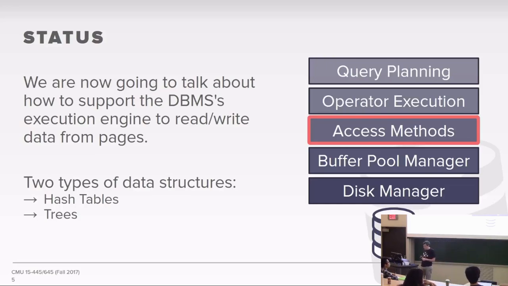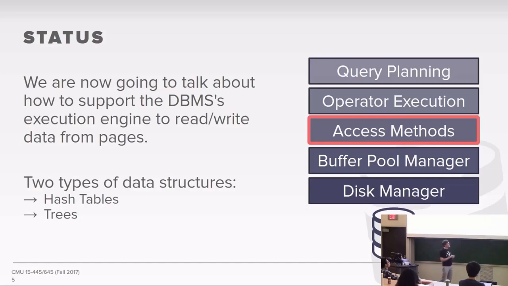So for this week, we're going to talk about two different types of data structures. Today's class will be about hash tables, and then on Wednesday's class, we'll talk about trees. It's important as we go along to understand that these different classes of data structures make different trade-offs, make different design decisions that will have different implications in how we can use them inside of our database system.